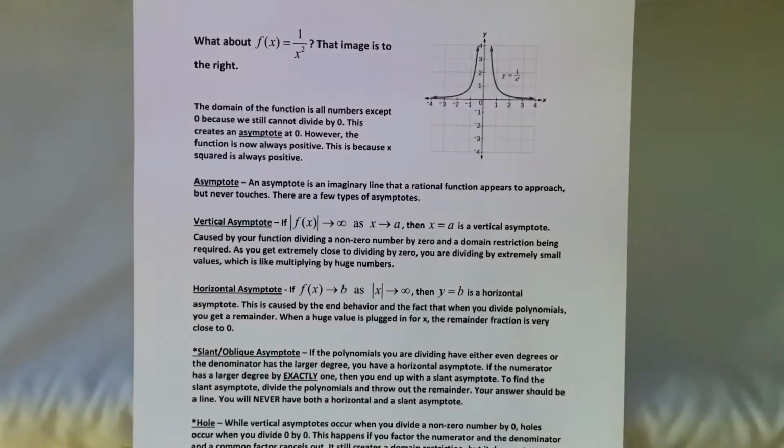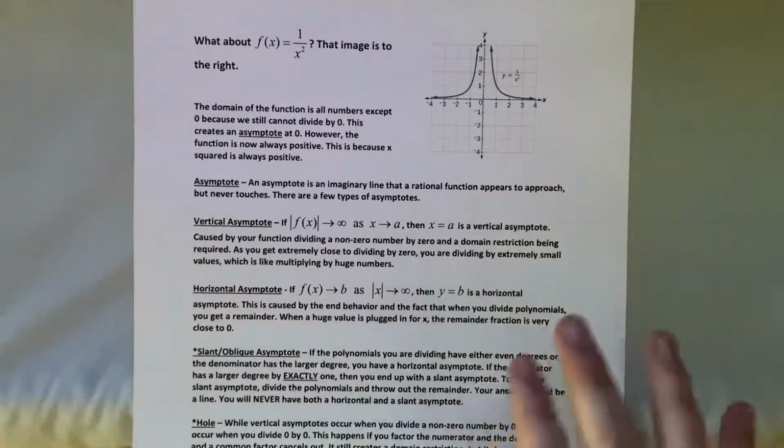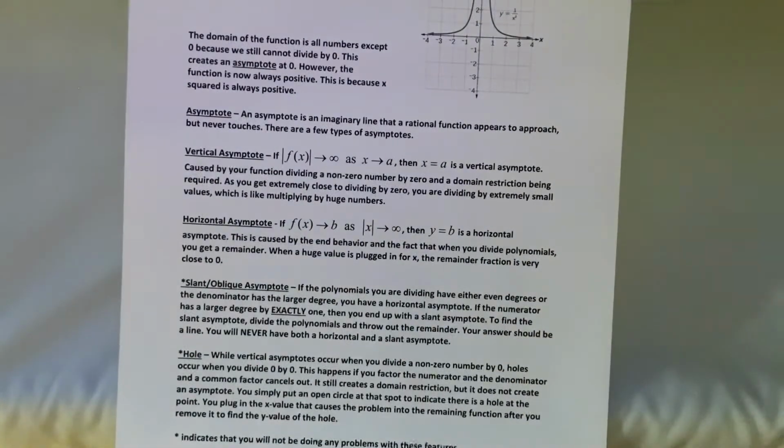Because as you get close to dividing by 0, 1, for example, divided by 1 millionth, as you get close to 0, is a million, which is huge. So that's the idea. A horizontal asymptote is caused by your end behavior. Your function, as you go far left or far right, is approaching a value. Then you have y equals b is the horizontal asymptote. So your horizontal asymptote is a y equals line.